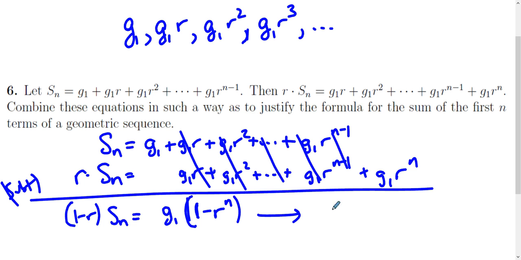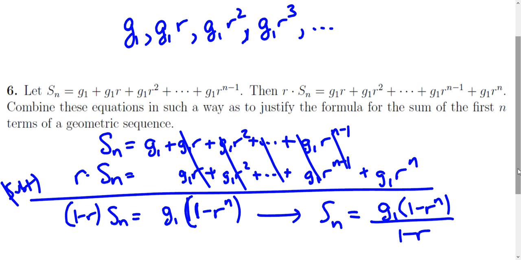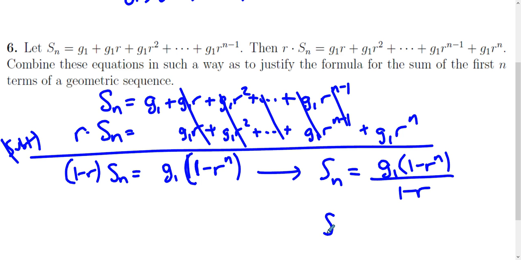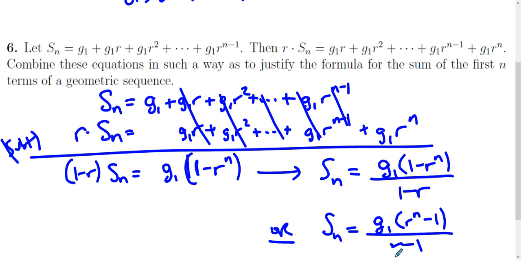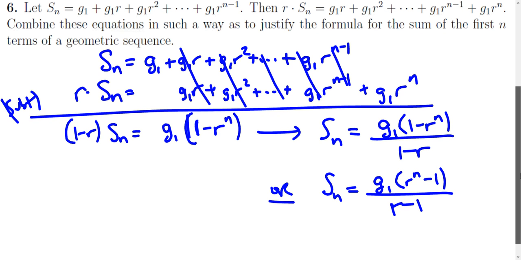And then when we want S sub n, it is this over 1 minus r. If we had subtracted the other way, we would have gotten an r to the n minus 1 over r minus 1, which is just as valid. In fact, when we end up talking about the sum of an infinite geometric series, we look at this.